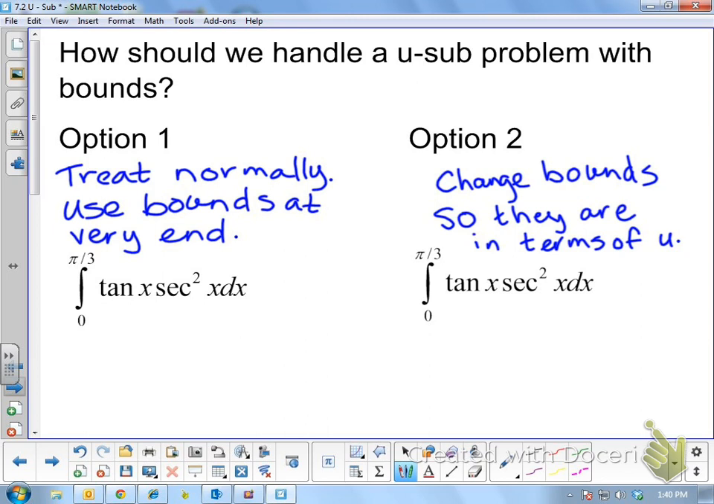So let's see the difference between the two. We're going to do the same problem 2 times and show the 2 different options. So option 1, we just treat it normally. So treating this problem normally, what do you think the inside would be? This one's tricky. This one's one of the oddball ones.